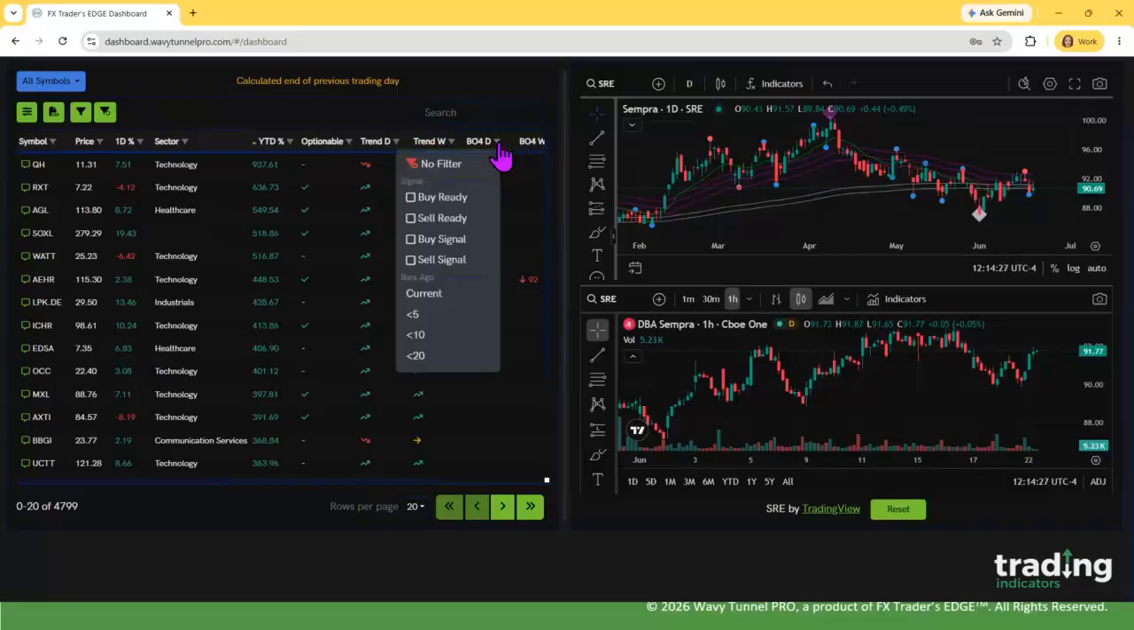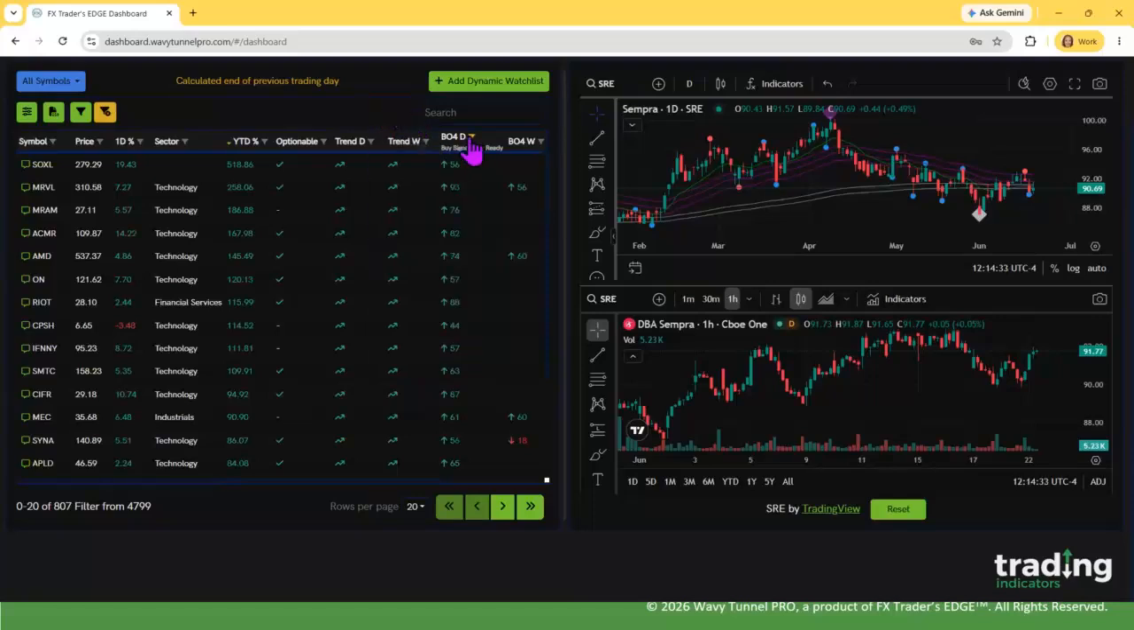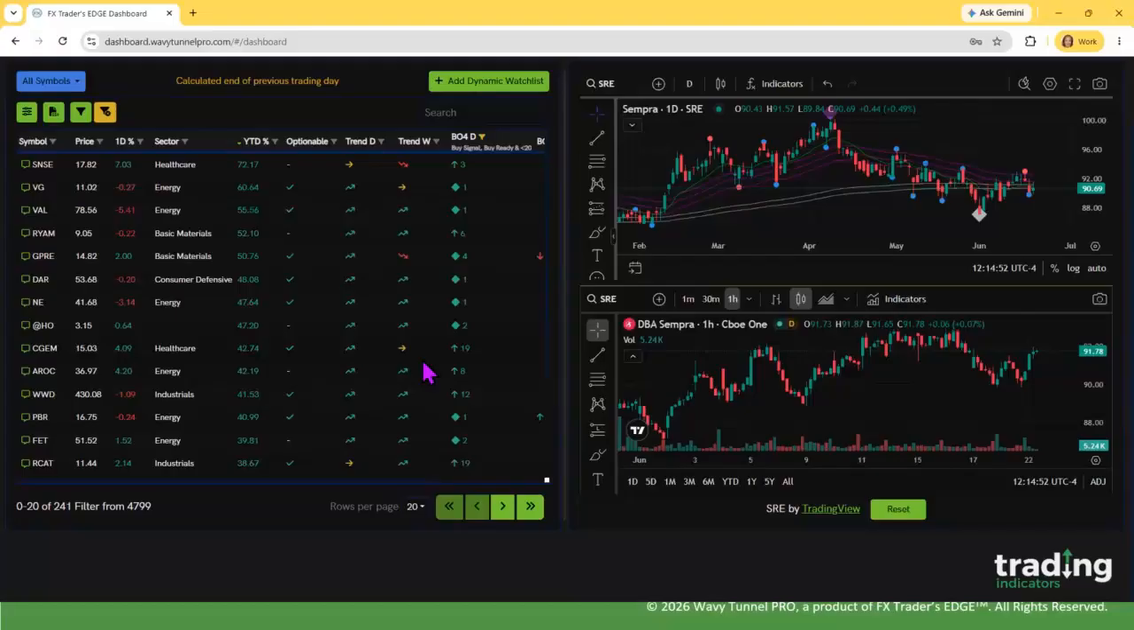You can scan for buy ready, buy signal. This is what I do. And when you scan for buy ready and buy signal, you get the whole universe of the trades. You get 807 markets, so you need to narrow that down further. So you want to do less than 20 candles, perhaps. And if we narrow that to less than 20 candles, you get 241.